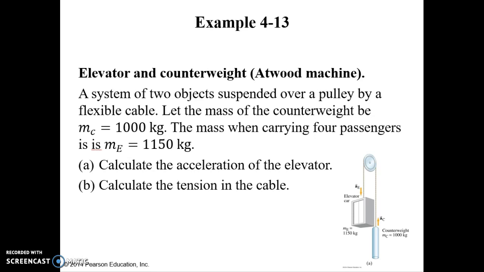Now, in this example, we have two objects around a pulley. This type of setup with two objects around a pulley is also known as an Atwood machine. Here, we have a system of two objects suspended over a pulley by a flexible cable. The mass of the counterweight is mc, which equals 1,000 kilograms, and the mass of the elevator when carrying 4 passengers is me, which equals 1,150 kilograms. For part A, we'll calculate the acceleration of the elevator.